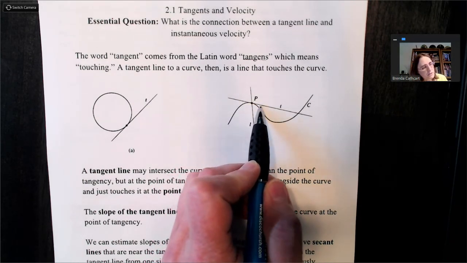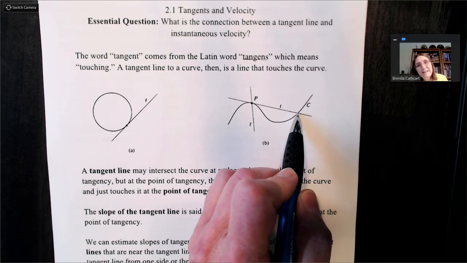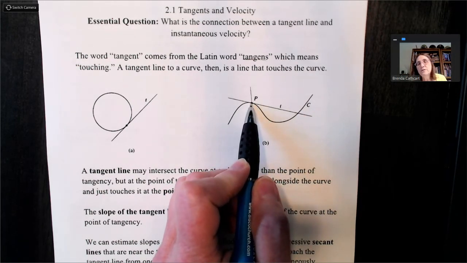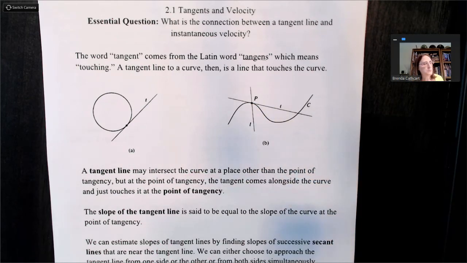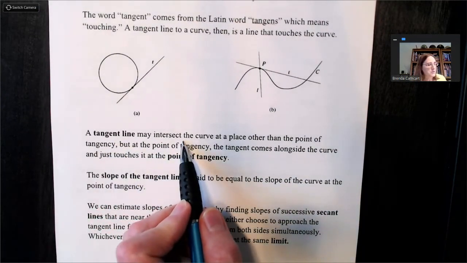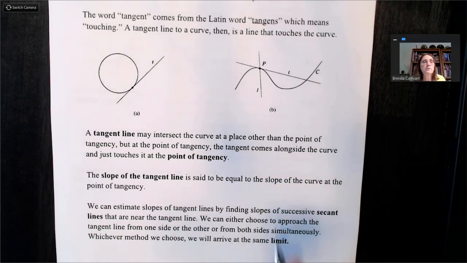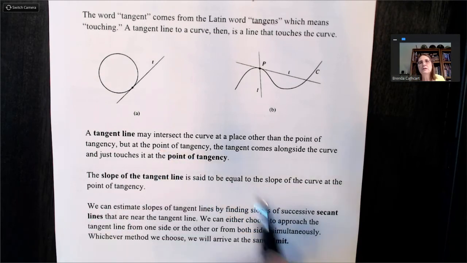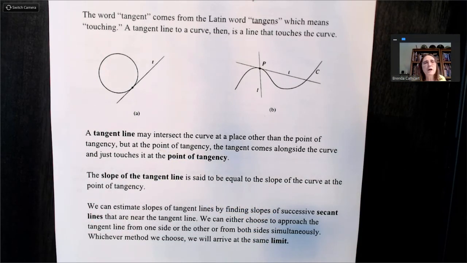Notice as this line continues, it intersects our curve at another point, but the line itself is tangent at point P. A tangent line then may intersect the curve at a place other than the point of tangency, but at the point of tangency, the tangent comes alongside the curve and just touches it.